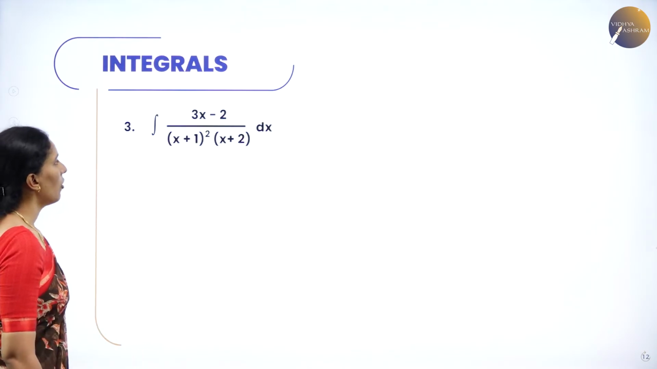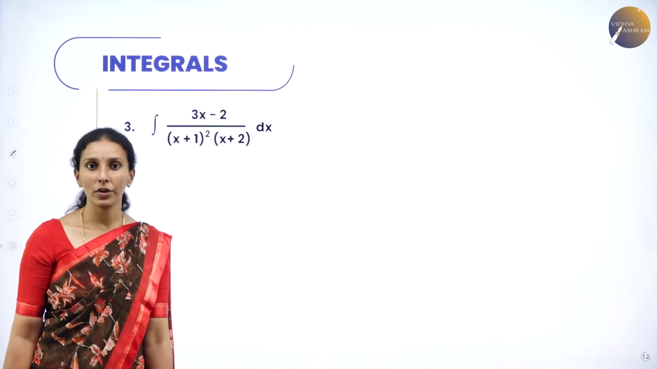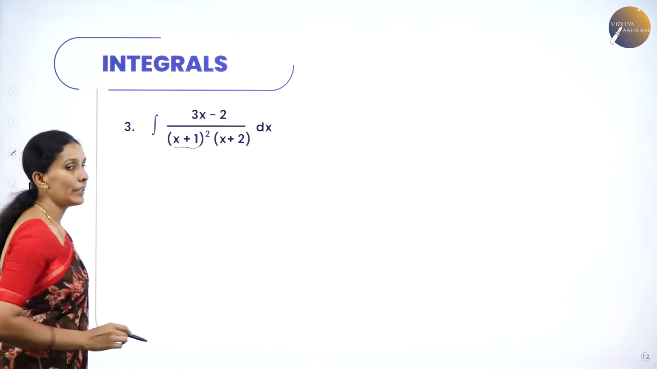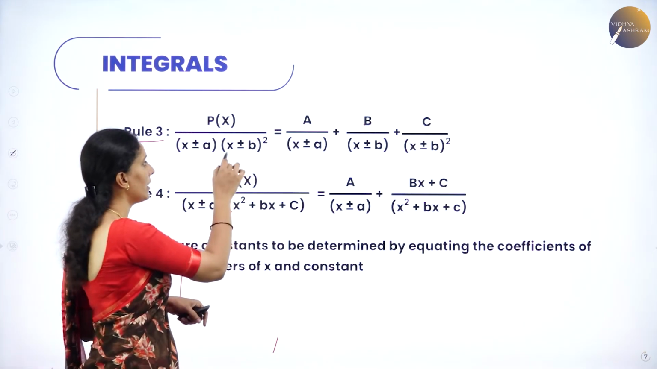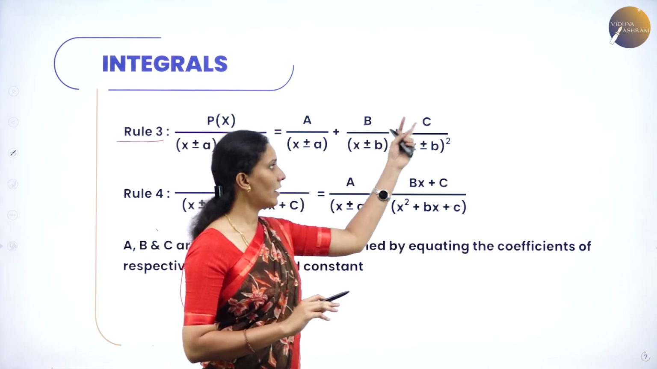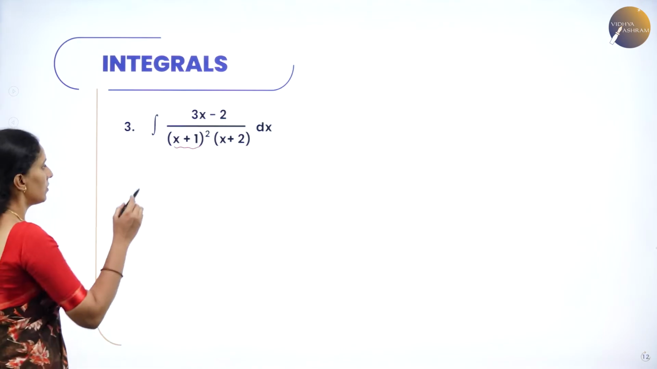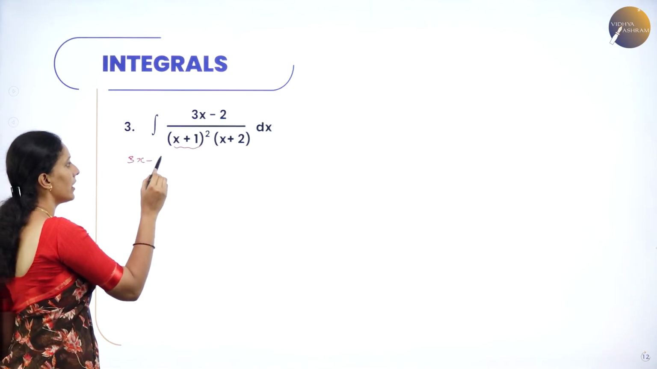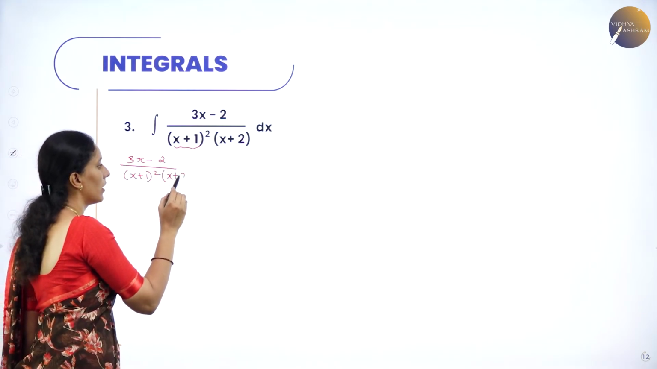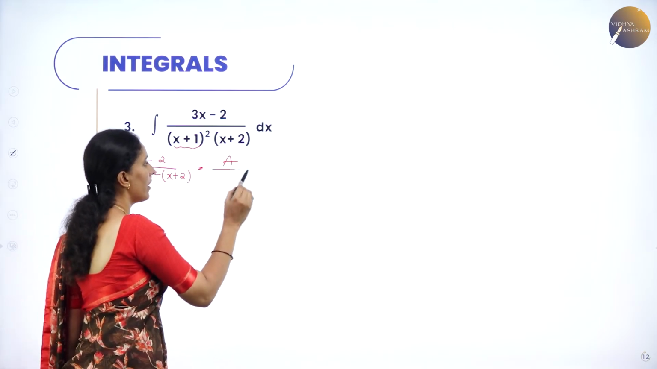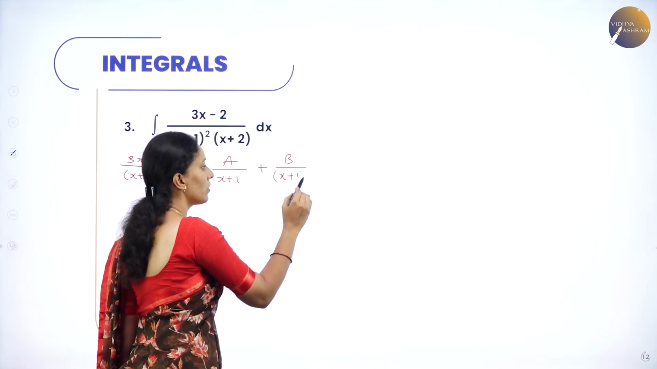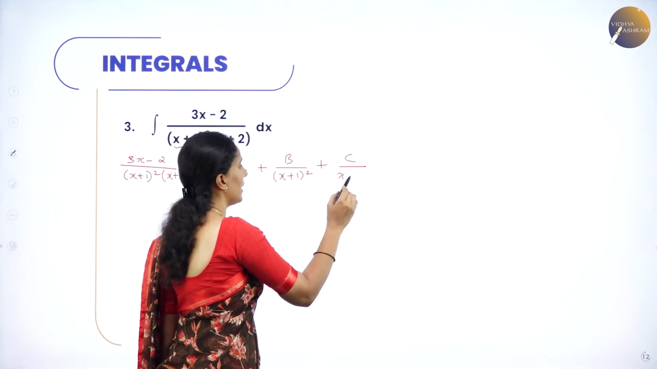Next one, integral of 3x minus 2 divided by (x plus 1) whole square times (x plus 2). So how to write this? Since here you have a repeated linear factor, you have to write one in the form of a simple fraction, and the second one you have to write in the form of square. So therefore I can write 3x minus 2 divided by (x plus 1) whole square (x plus 2) as a divided by x plus 1 plus b divided by (x plus 1) whole square plus c divided by x plus 2.